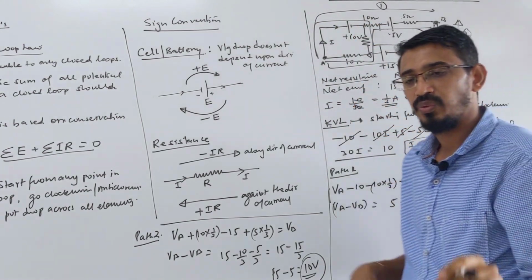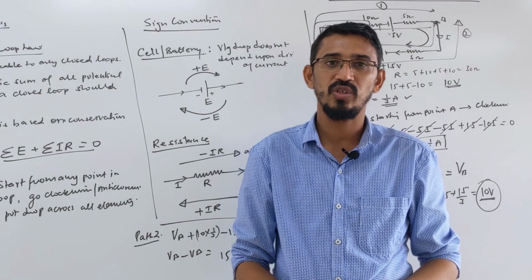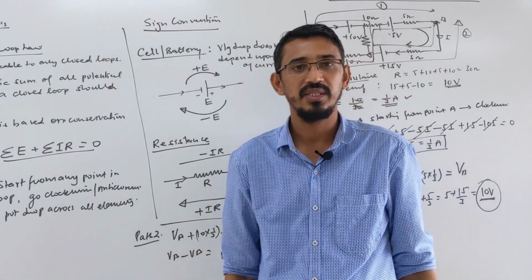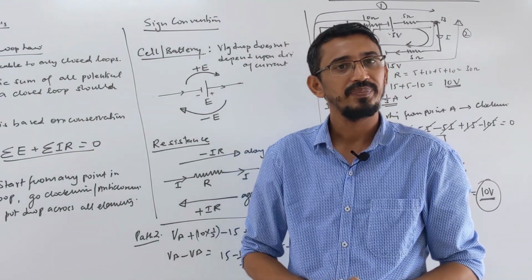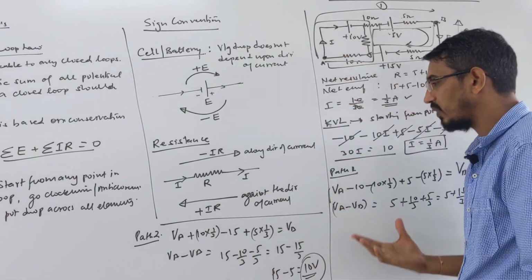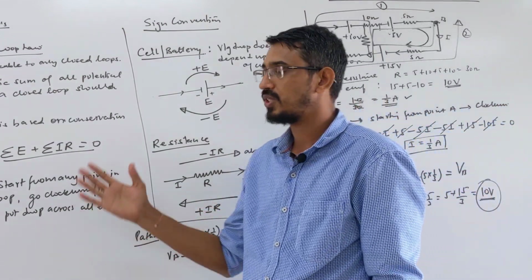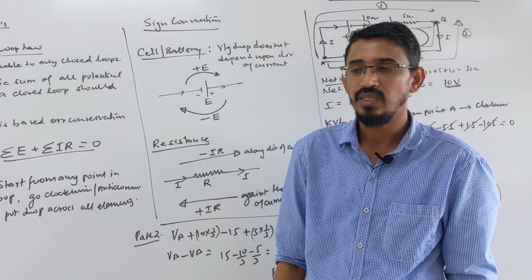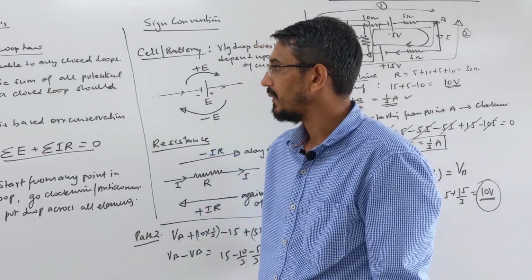Any path you follow, your potential difference will be exactly the same, because potential is a state function, it does not depend on what path you're following. Okay, hope you understood something here. If you did not understand, I'm doing more examples, because it's very important from the exam point of view. So let's discuss some more examples.